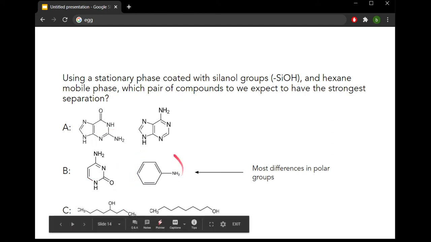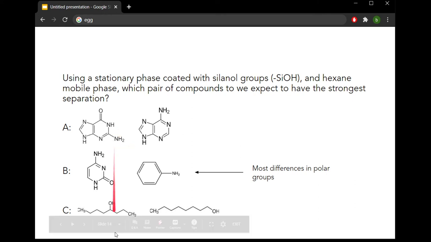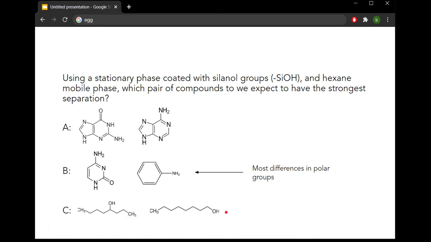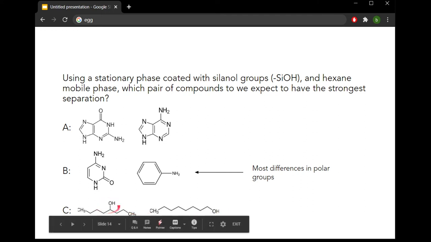One is cytosine, one is aniline. So this one only has one NH2 over here, while this one has several amine groups as well as a double bond O, right? If you take a look at the top groups, they're more or less the same except with this additional NH2. And these two are actually isomers of each other. It's just the OH is shifted from here to the tail, the end of the hydrocarbon.